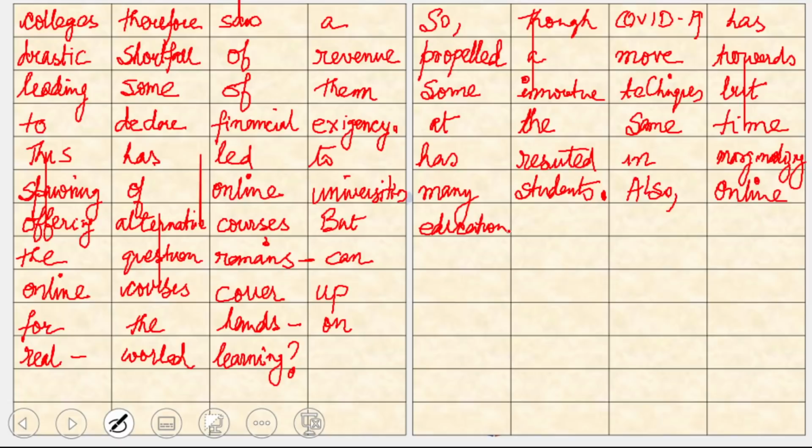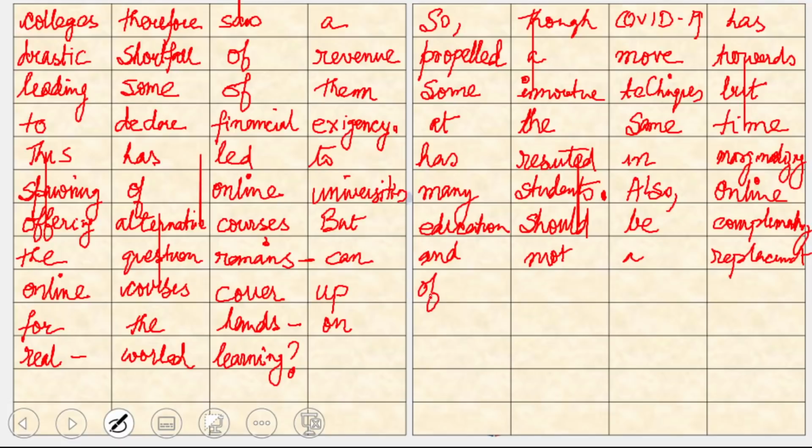online education, what do I say? Should be treated as what? Replacement of offline education? No, my whole direction had been that it should be supporting. A good word would be complementary, right? So let's slide that. Also, online education should be complementary and not a replacement of traditional education system. Okay? So how do we end it? So I have talked about the marginalizing issue. See, conclusion is about a short summary and ending with a note towards a solution if it's a problem oriented essay. Also, online education should be complementary and not a replacement of traditional system.